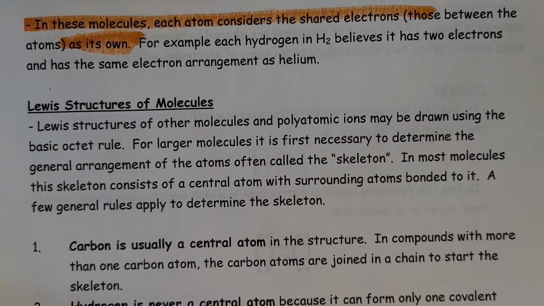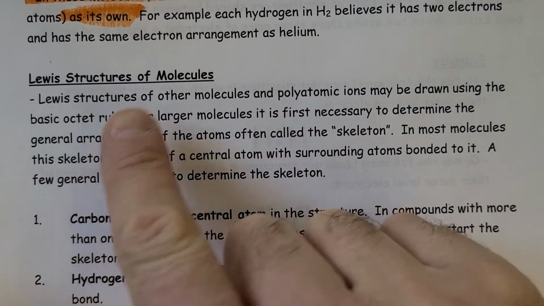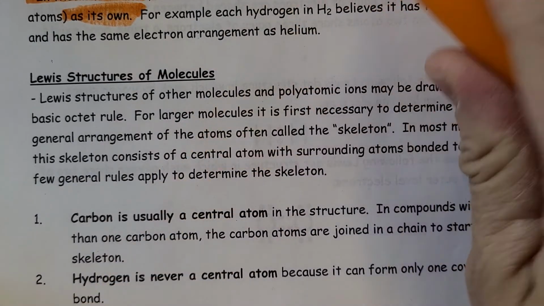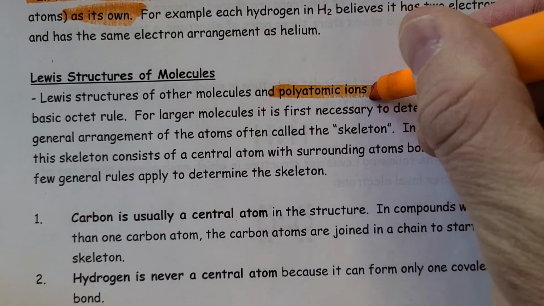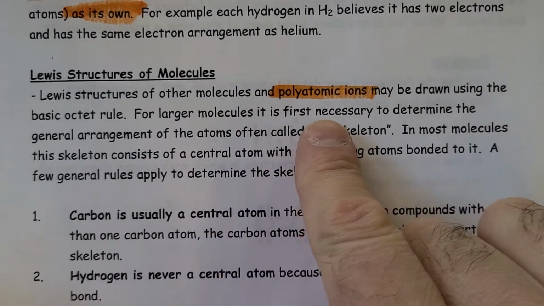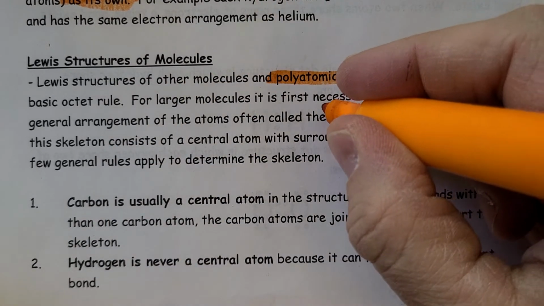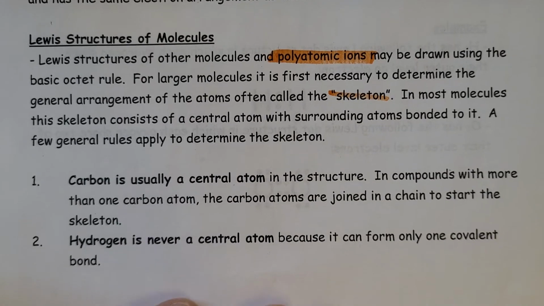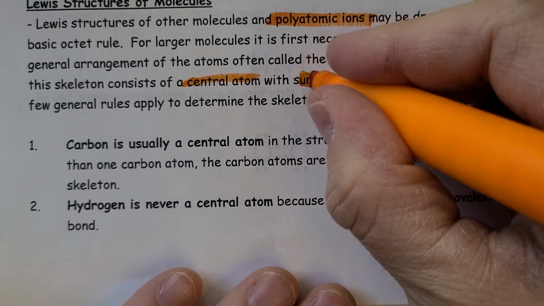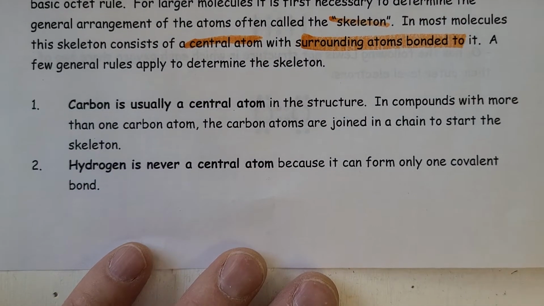So we have to look at a process in terms of how we can do this effectively. So, Lewis structures of bigger molecules. Other molecules and polyatomic ions also fall into that category, such as the sulfate ion, SO4 2-. How can we do that? For larger molecules, it's necessary to determine the general arrangement of atoms called the skeleton arrangement. In most molecules, the skeleton consists of a central atom surrounded by other atoms around it. So a few general rules apply.